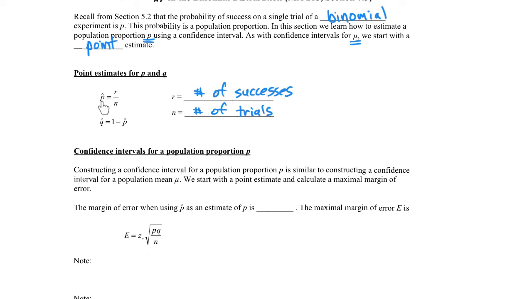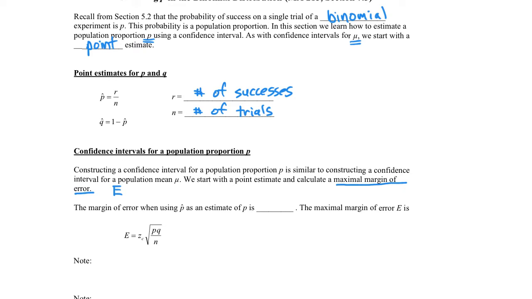And so Q hat was just going to be 1 minus P hat, because P hat plus Q hat has to be 1. Constructing a confidence interval for a population proportion P is similar to constructing a confidence interval for population mean mu. We start with a point estimate and calculate the maximum margin of error. If you remember maximum margin of error, we always called that E.